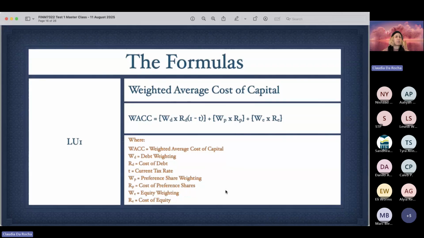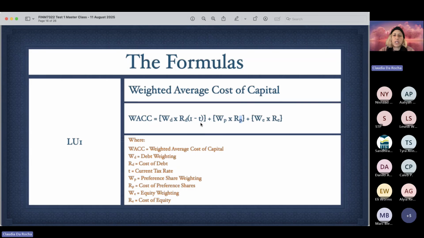Right, then in Learning Unit 1, we also have the WACC. WACC is the same formula that you would have learned in 3A. The only difference now is that we're adding your preference shares. So you see here where there's a P, we are now adding the cost of preference shares. So we just went through cost of debt, cost of preference shares, and cost of equity. And here is the formula where we calculate the WACC, including all those costs of capital.